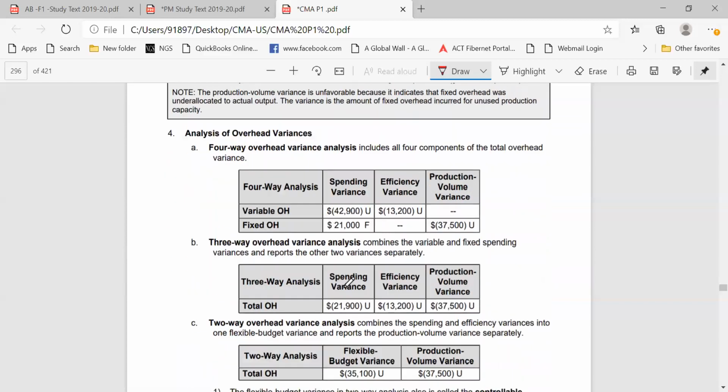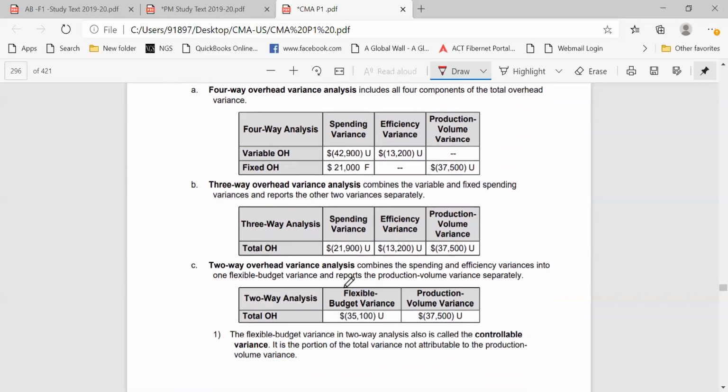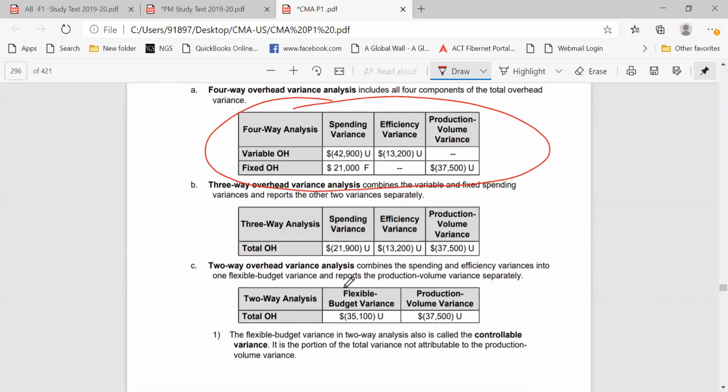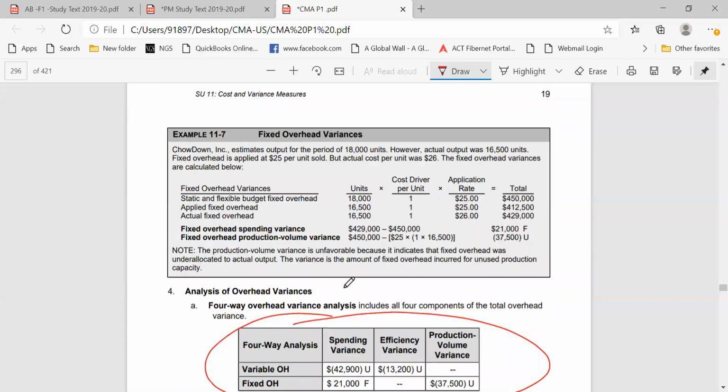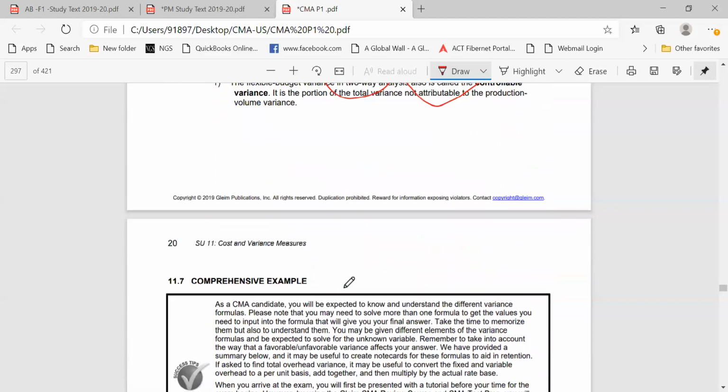These are the four-way analysis, the analysis of overhead variance. You can see here: variable overhead spending variance, efficiency variance, production volume variance. Then three-way, you can see spending variance, efficiency variance, and production volume variance. And then two-way, you can see flexible budget variance and production volume variance. This has been applied with the same formula, just an analysis for it.